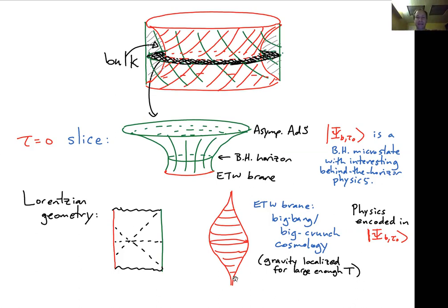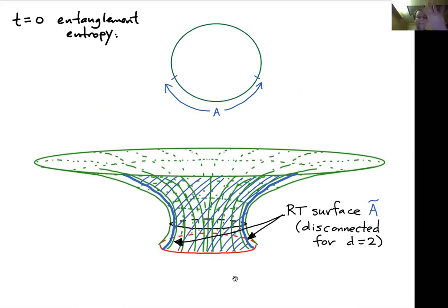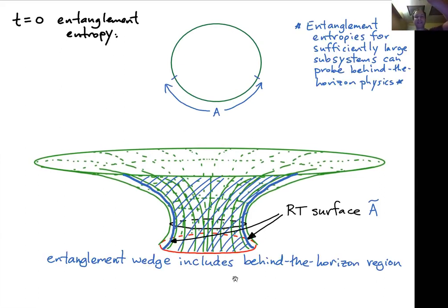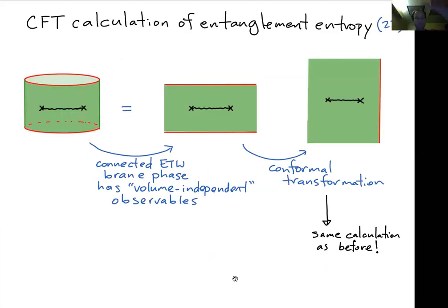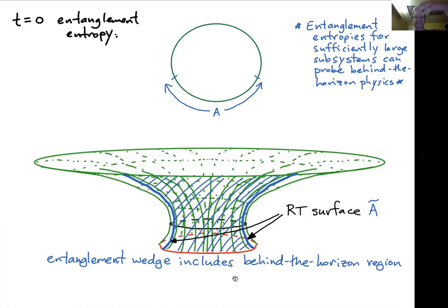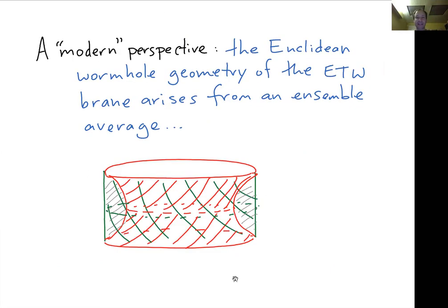And there's some story about how you probe the physics of that brane behind the horizon. One way to do it is using entanglement entropy. There's some similar prediction of a phase transition. That's again related to the same CFT calculation.